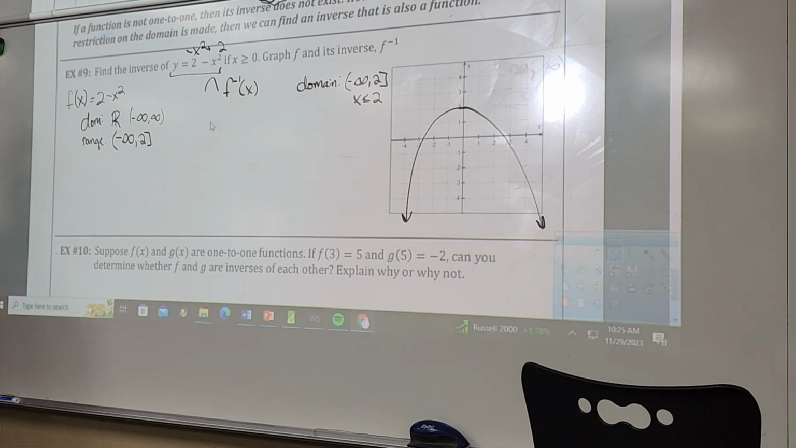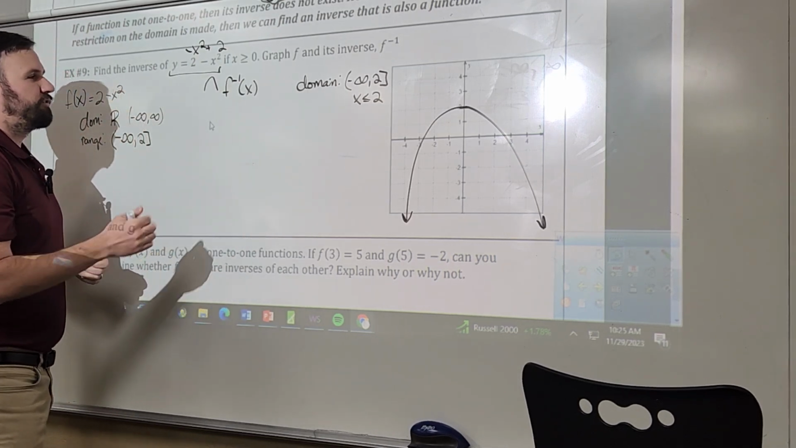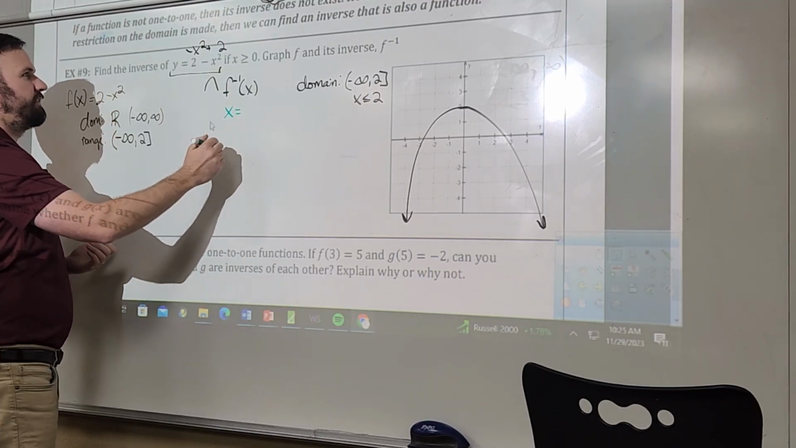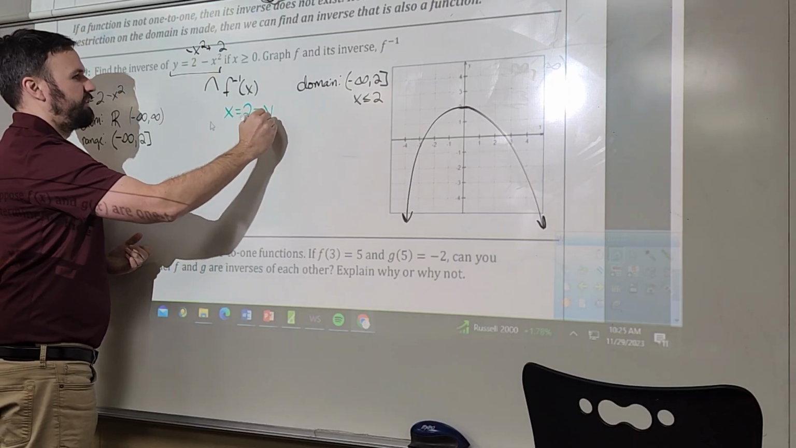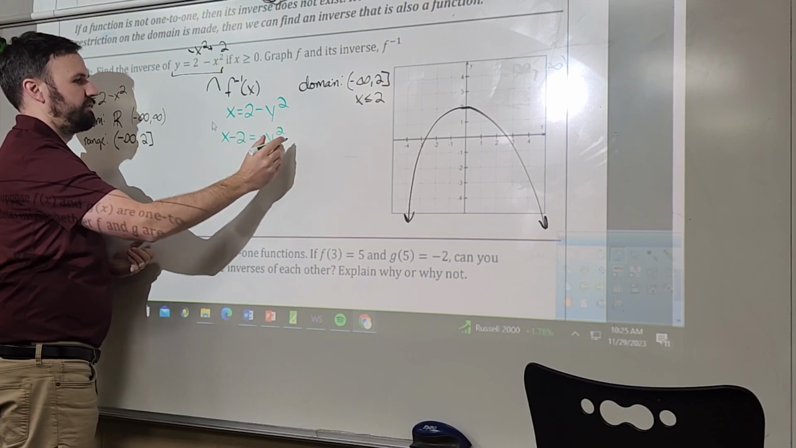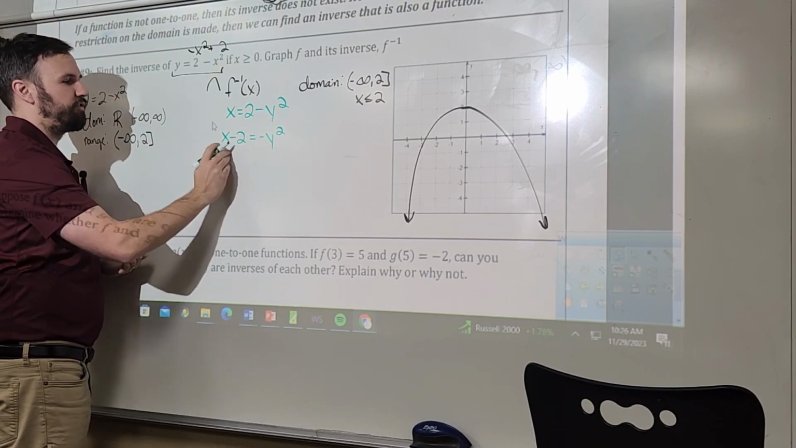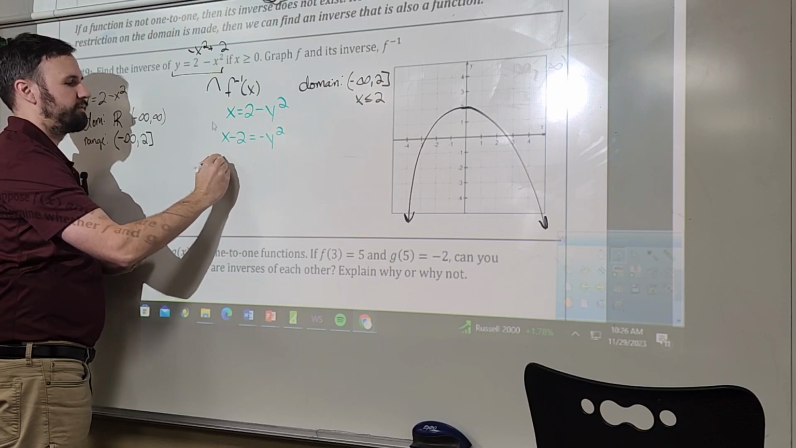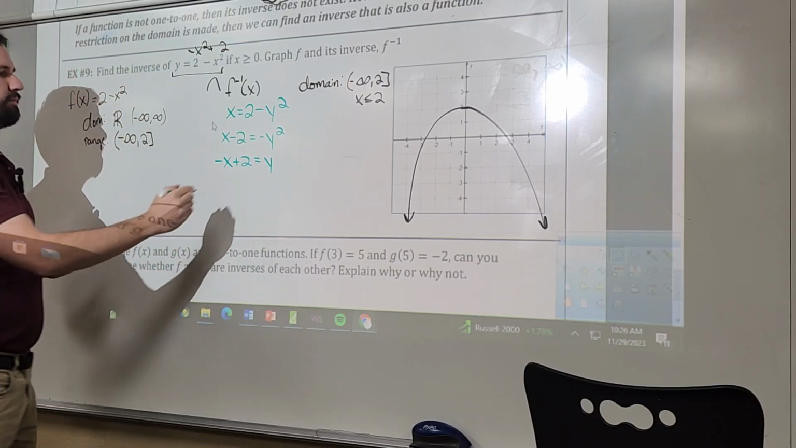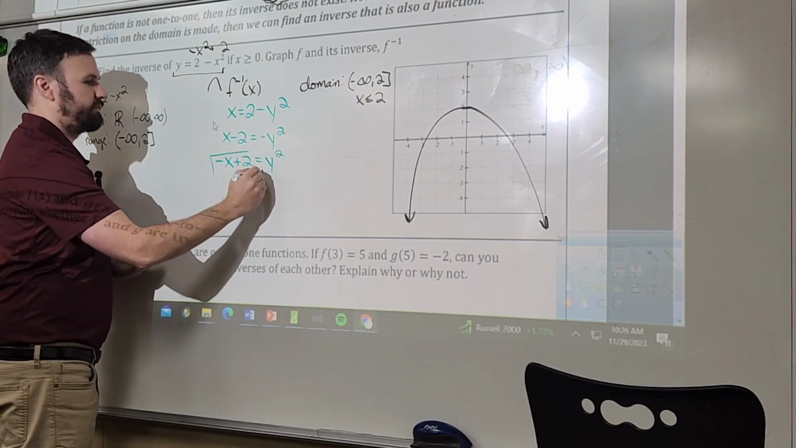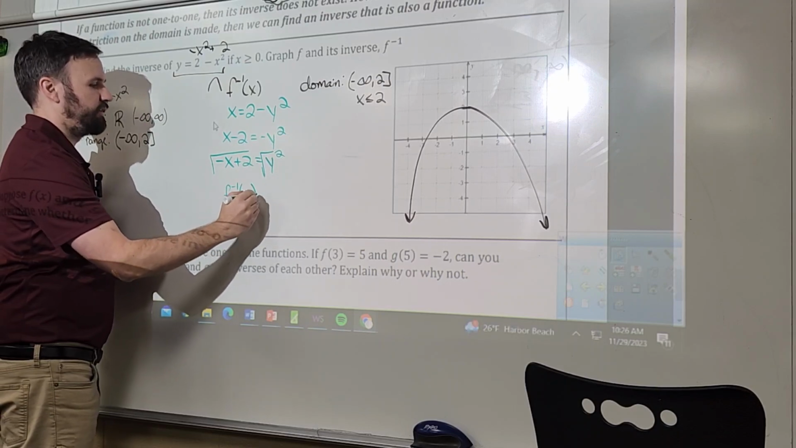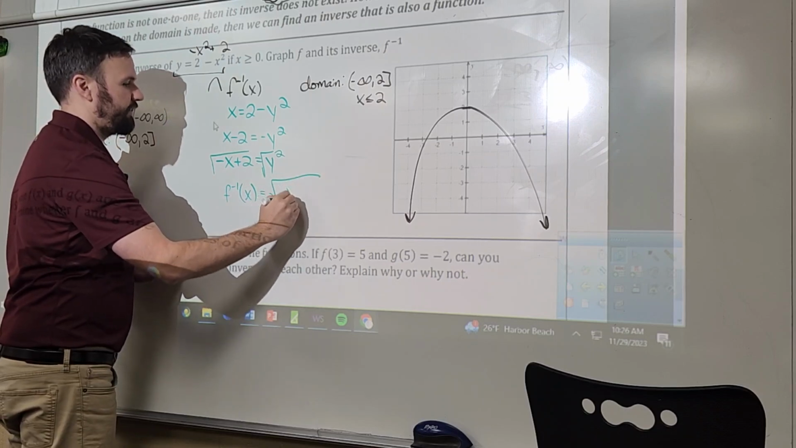Let me try to teach something today. I'm going to try something different. So what's my inverse now? I'm going to actually find it. So I switch my x and my y. Can you guys see that green marker up here? All right. Subtract 2. Flip all my signs, right? Divide by negative 1. Square root it. So my f inverse of x is going to be the square root of negative x plus 2.